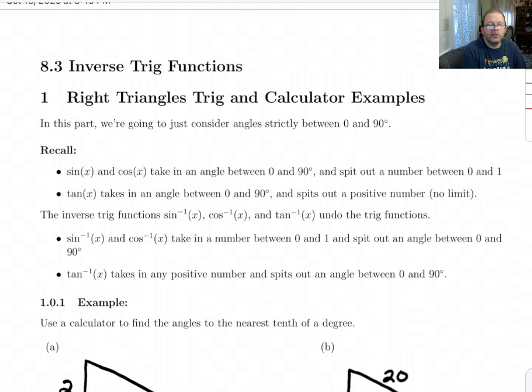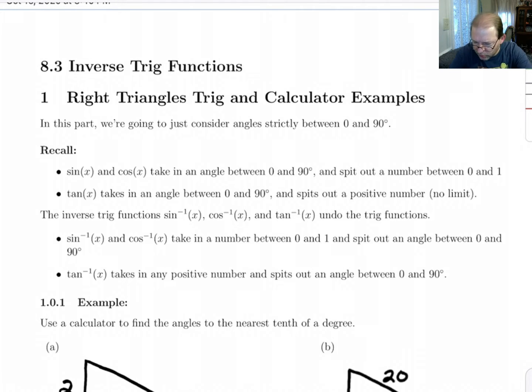So inverse sine, inverse cosine, and inverse tangent undo the trig functions. Now there's also inverse cosecant, inverse secant, and inverse cotangent, and we're not really going to talk about those that much. The sine, cosine, and tangent are the ones that are going to be the most important. So inverse sine and inverse cosine take in a number between 0 and 1, and they spit out the angle between 0 and 90. And inverse tan will take in any positive number and will spit out an angle between 0 and 90.